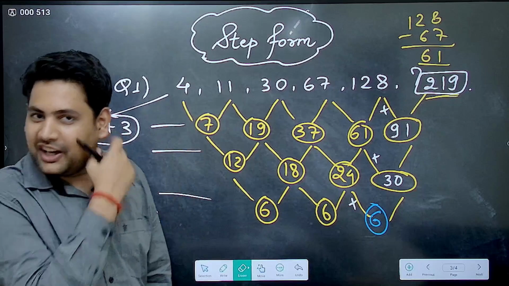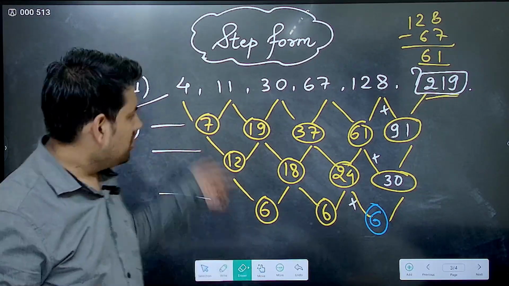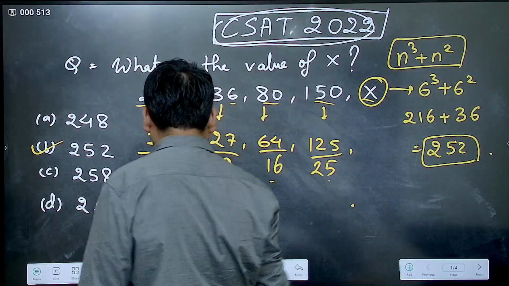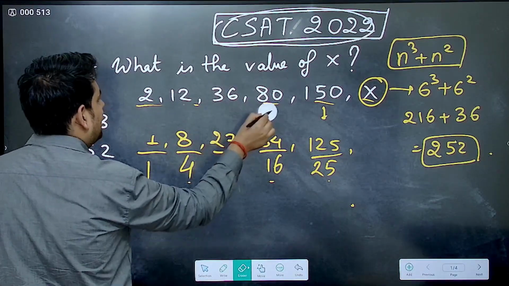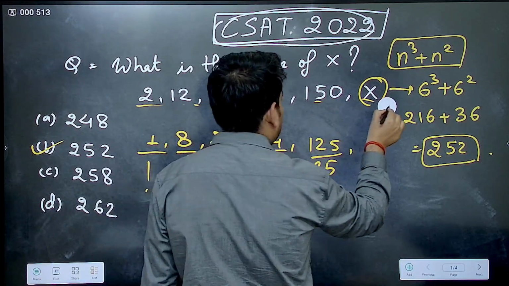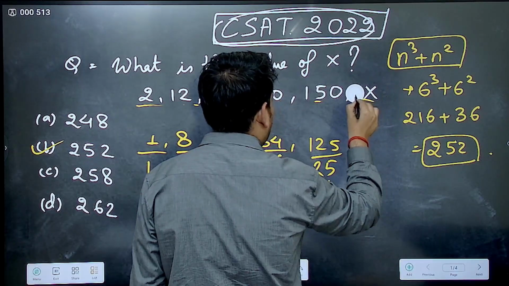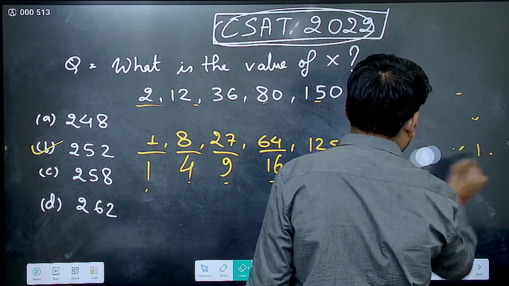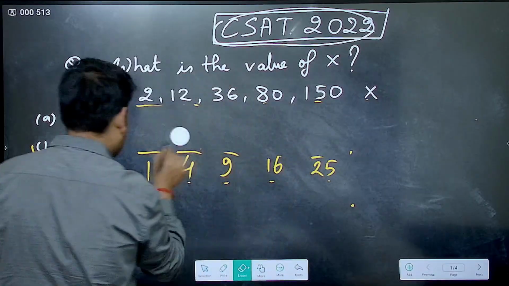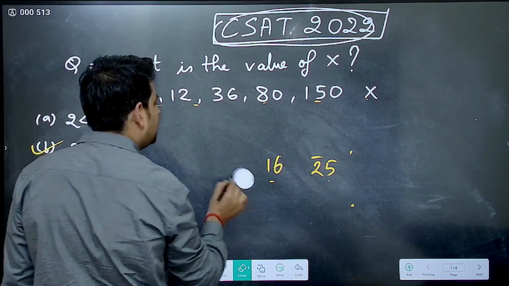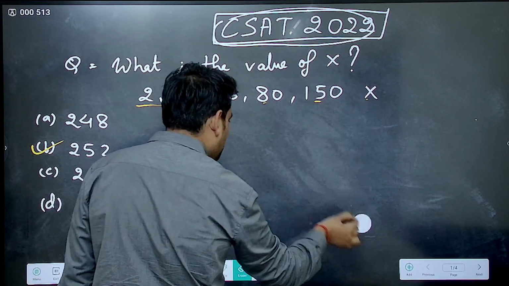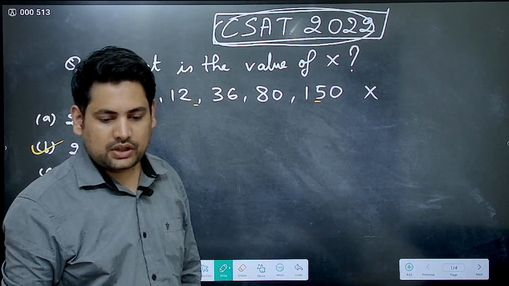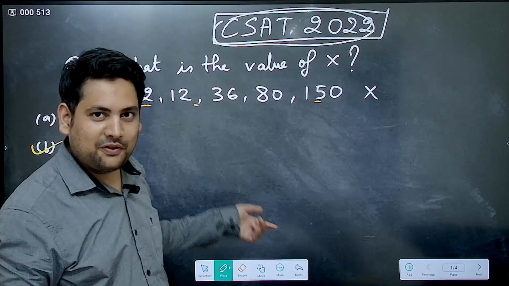Done. Now let's try doing that original question of ours using this same step form. Let's try to do this question using step form. Can you guess? Because the original term comes out to be n cube plus n square, you know one thing for sure. What is that thing? That step form will go for 3 steps.